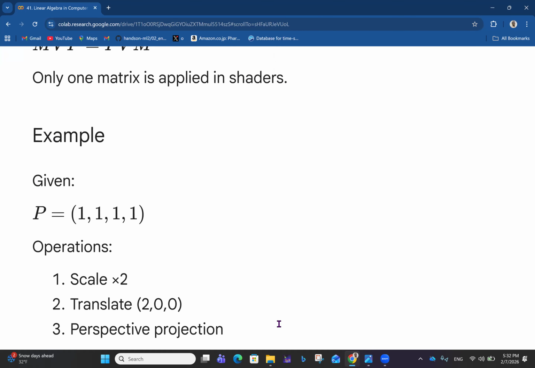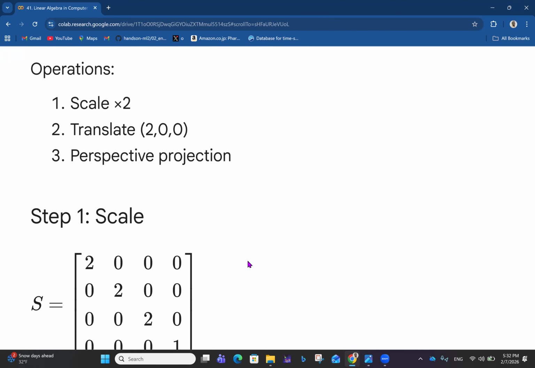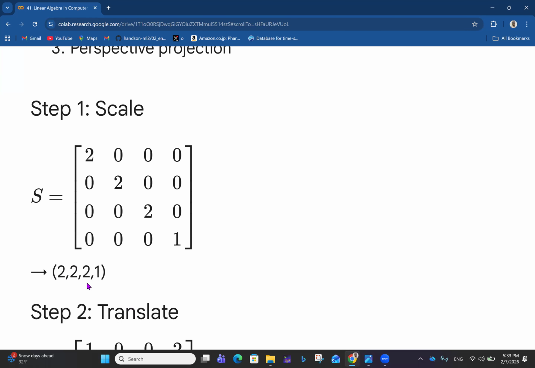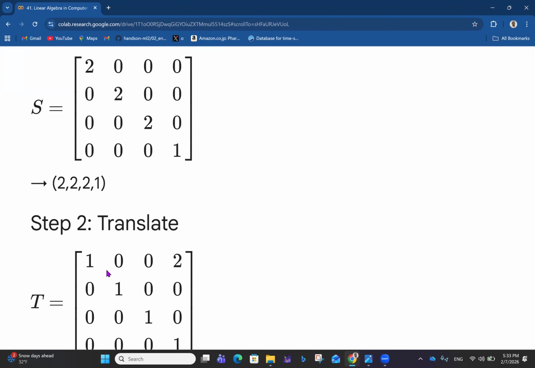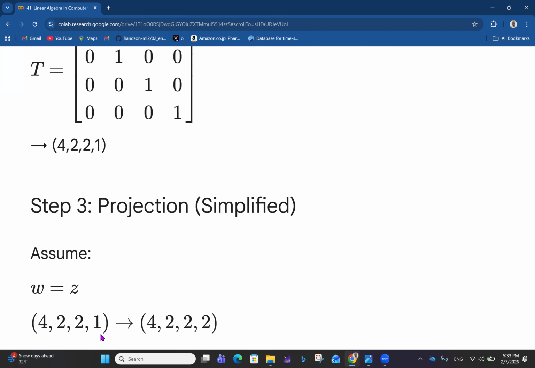Example: imagine, given P to be 1, 1, 1, 1, the operations are: you scale by two, you translate by 2, 0, 0, and then you apply the perspective projection. For scaling, you have a diagonal matrix containing 2, 2, 2, 1. Then you translate that. For the translation, we said 2, 0, 0, so you have the 4 by 4 matrix, except that in the first row you have the 2 here. This results in 4, 2, 2, 1.